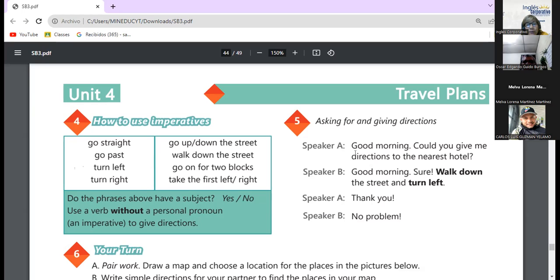Okay, look at the conversation. Good morning, could you give me directions to the nearest hotel? Good morning, sure, walk down the street and turn left. Thank you, no problem. Okay, this is an example of giving direction. You say, could you give me directions to the nearest hotel? Good morning, sure, go down the street and turn left. This is one way. Okay, look at this. I don't know if you can see this. I'm going to write it here.